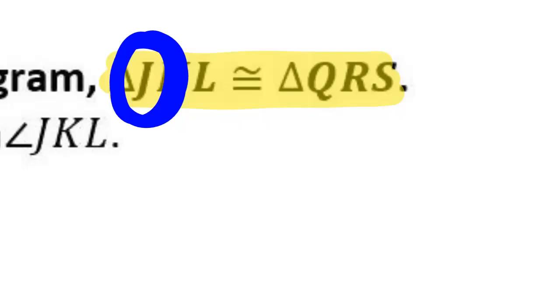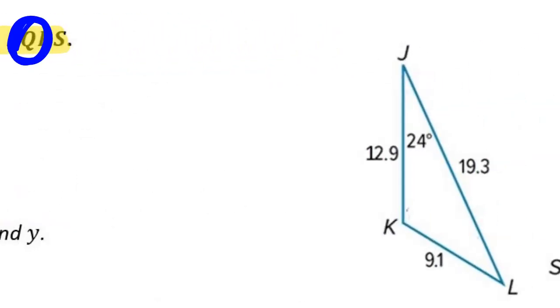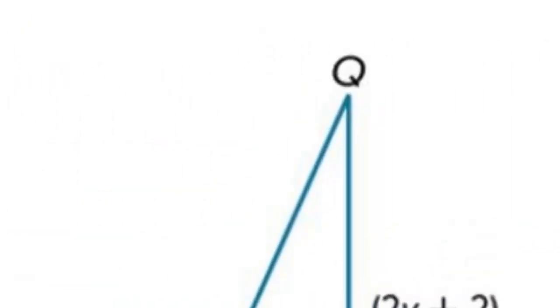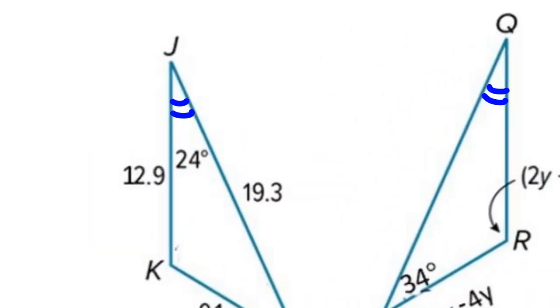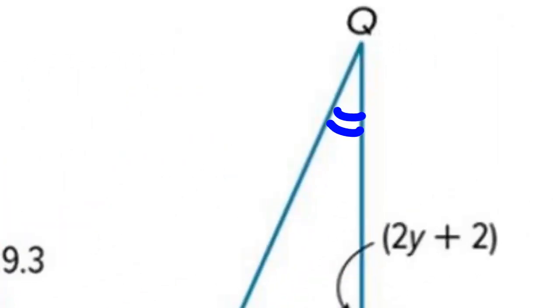So right here, I see J as the first letter in this triangle name. What would that correspond to on the other triangle? Q. So I know that angles J and Q are congruent. I'm going to mark them as congruent. So here's angle J, and here's angle Q. Do we know how big angle J is? Look carefully. Yeah, 24 degrees. So if angle J is 24 degrees, how big is angle Q? 24 degrees. Also 24 degrees.